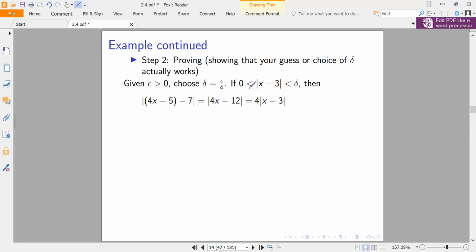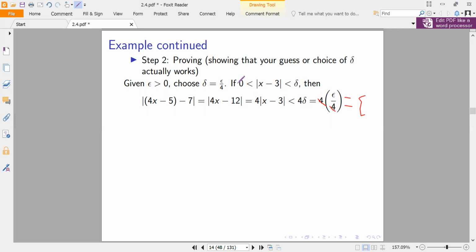So if the absolute value of x minus 3 is less than delta, then 4 times the absolute value of x minus 3 will also be less than 4 times delta. We already chose delta to be epsilon over 4, so we can substitute epsilon over 4 there. Obviously, the 4 cancels out and we're left with epsilon.